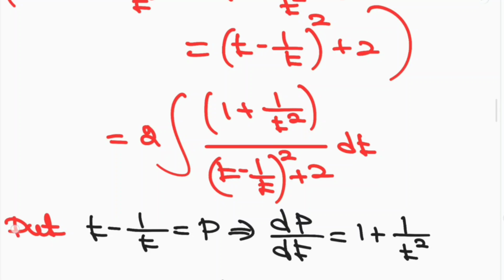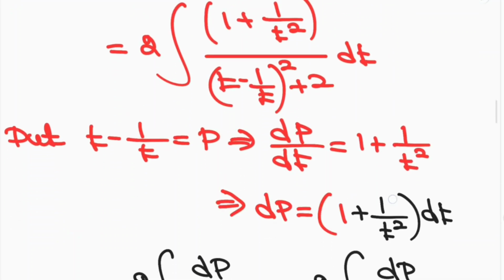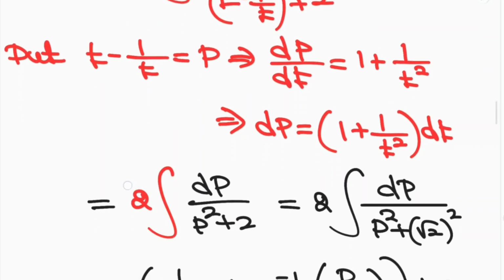Now we are going to use a substitution. Put t minus 1 by t as some other variable p. Then your dp by dt becomes, what is the differentiation of t? 1. And what is the differentiation of 1 by t? Minus 1 by t square. So minus into minus becomes plus 1 by t square. That is your numerator. So dp is nothing but 1 plus 1 by t square of dt. So 2 times dp by p square plus 2.